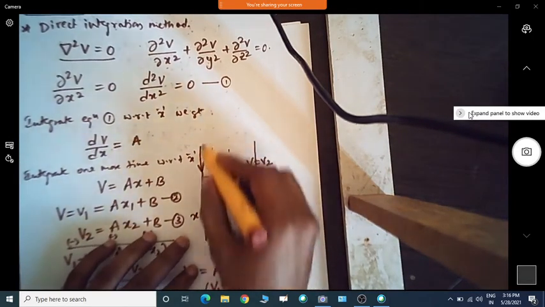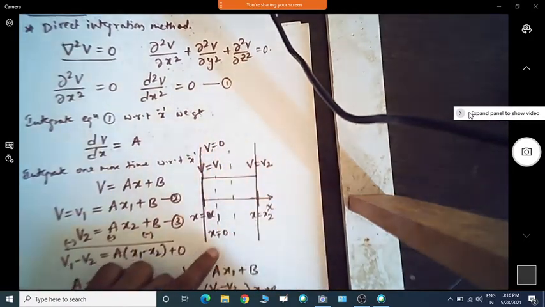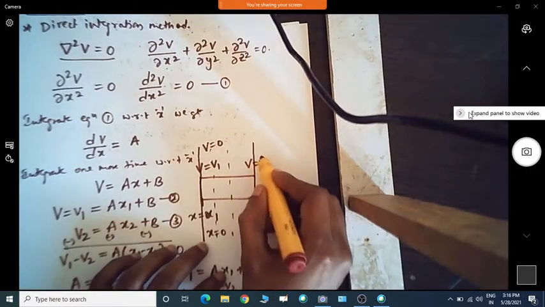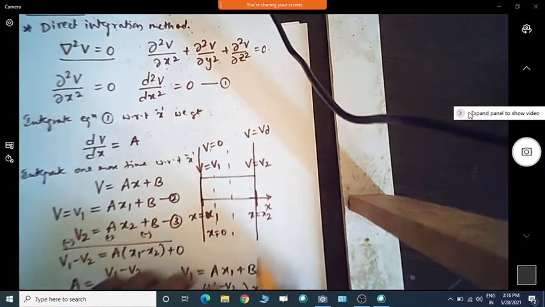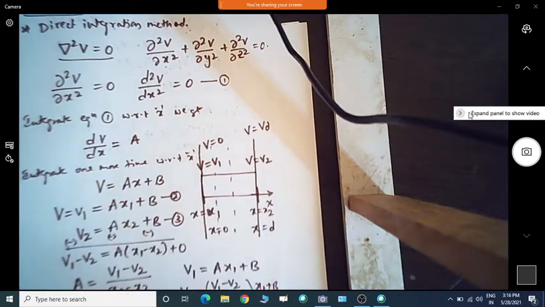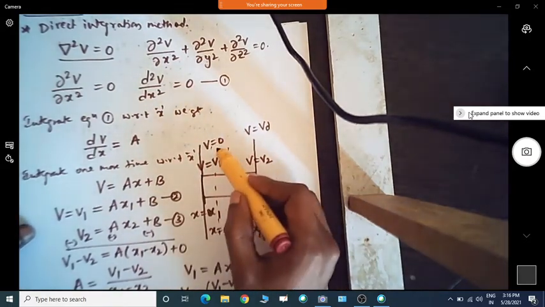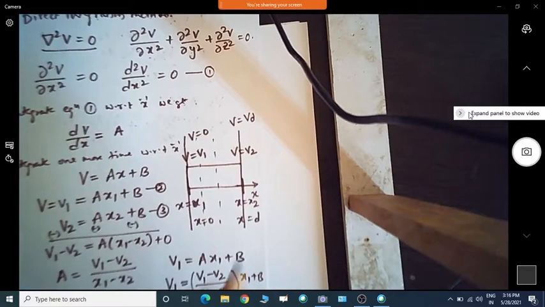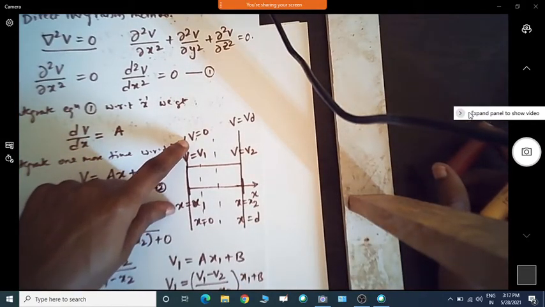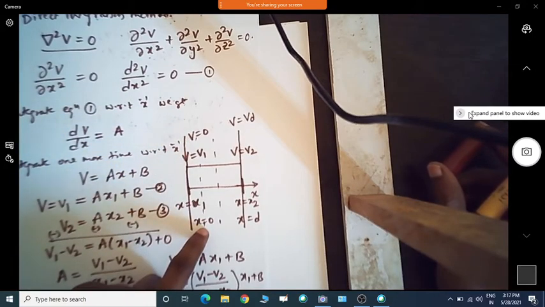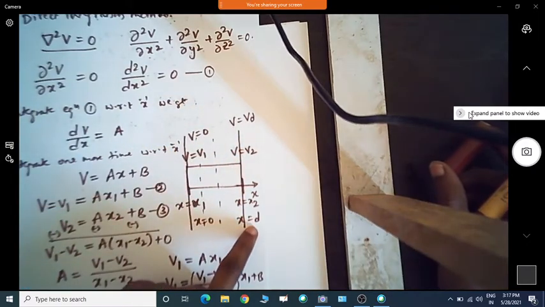So now let us take v equal to 0 at x equal to 0. Assume this end is x equal to 0. Assume that v equal to some Vd, some voltage at x equal to distance d. That is what is given in our problem, so we are modifying it as a boundary condition. In general electrostatic problems, at one end it will be grounded so that v equal to 0 at x equal to 0, and some potential exists at the other end, at some distance d.